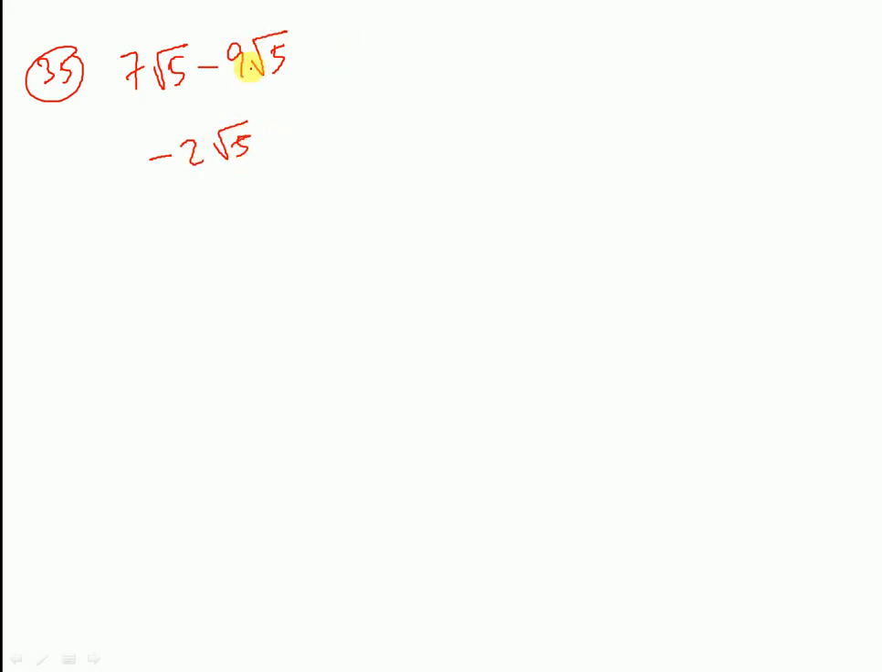Or you can think of this an easier way. They have the same factor, radical 5, so I factor radical 5 outside. So I took radical 5, I have 7 left here, I have minus 9 left. 7 minus 9 is minus 2, the same thing.